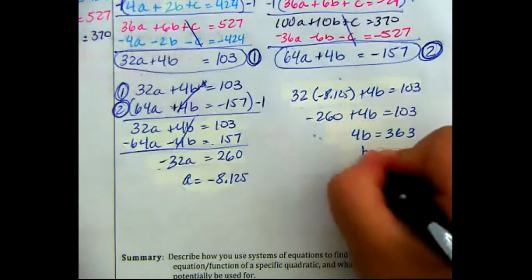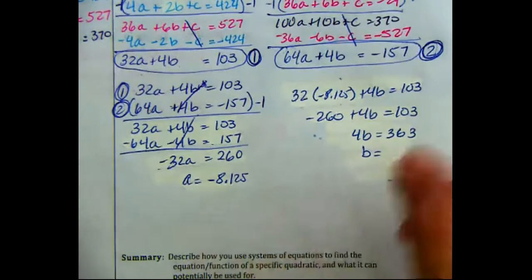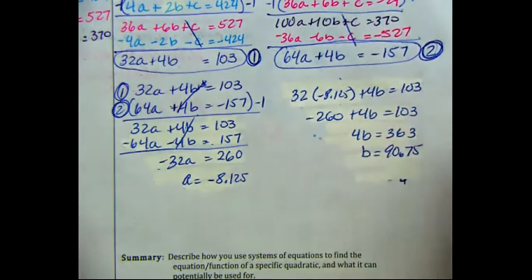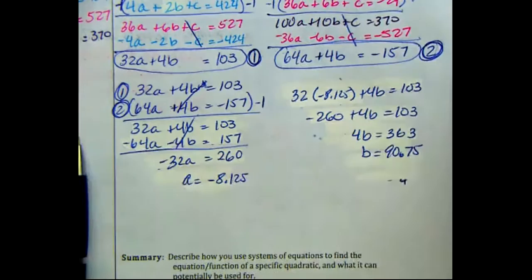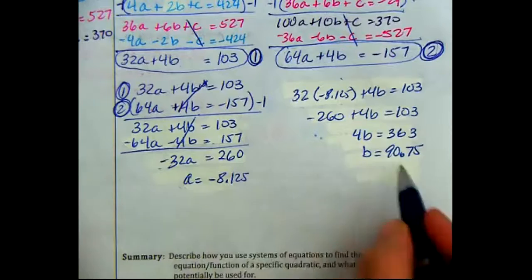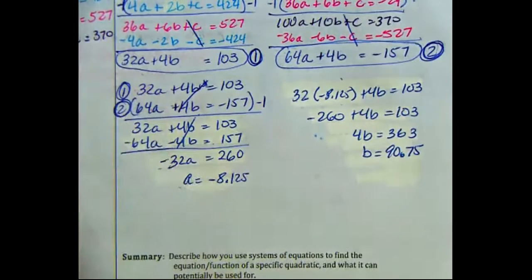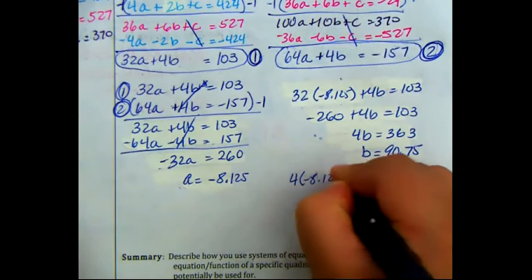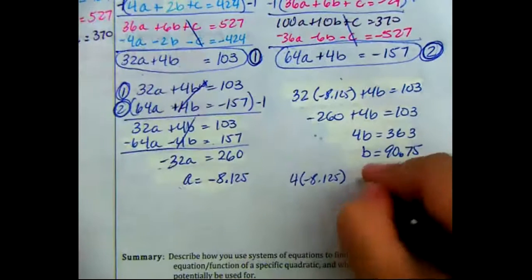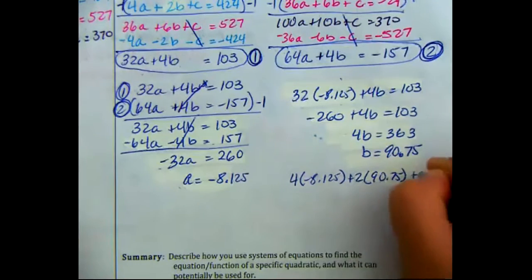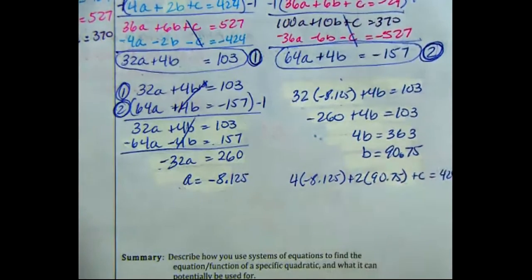And then divide by 4 on both sides, and you will get b is 90.75. These are still decimals, right? 90.75, but that sounds a lot better. Okay. And then take these two guys and plug them into one of those. So again, I'm going to do 4 times negative 8.125. I'm just using the first one. It doesn't matter which one you use, really. Plus 2 times 90.75 plus C is equal to 424.